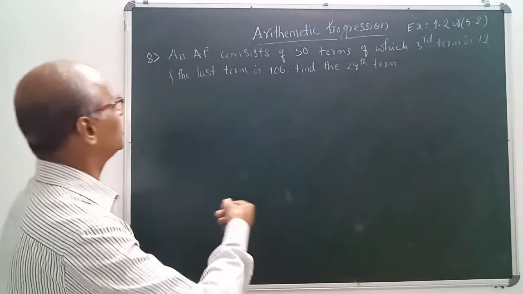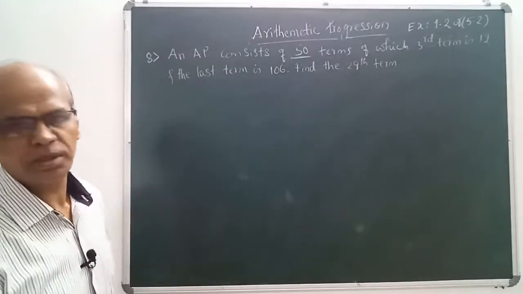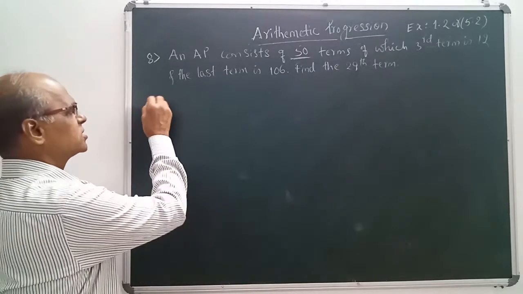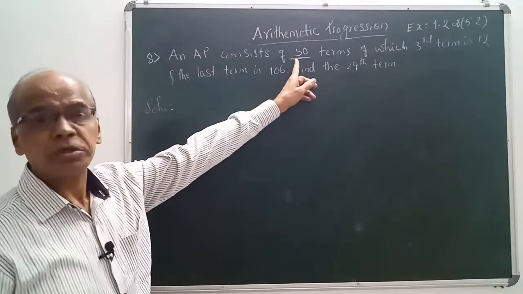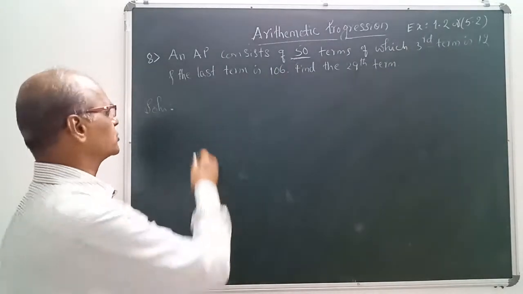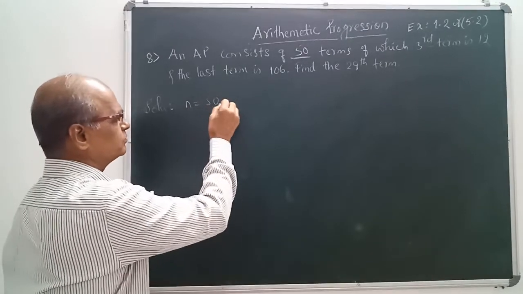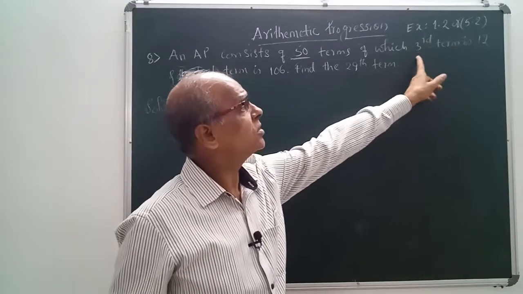For example, here what is given, there are 50 terms in an AP. We don't know what exactly the AP is, the sequence is not given over here. See the solution. Let me write first what is given. So there are 50 terms, means what? I have told you n represents the number of terms. That means n is equal to 50.